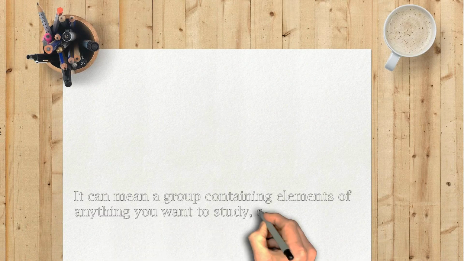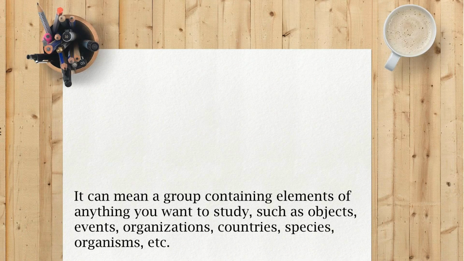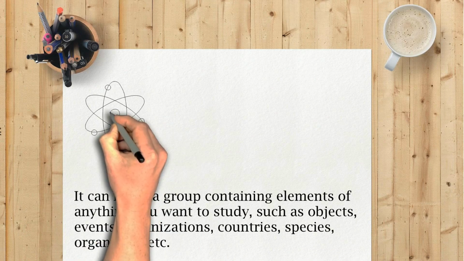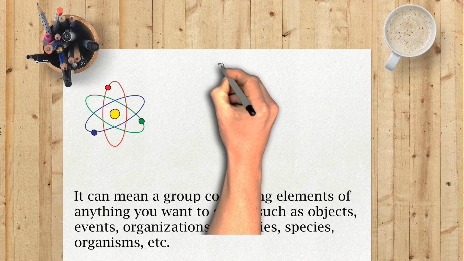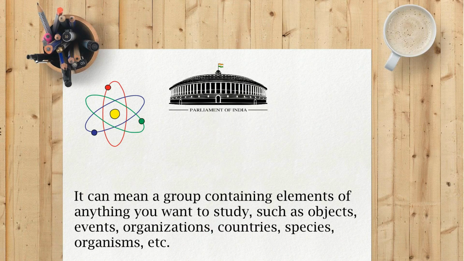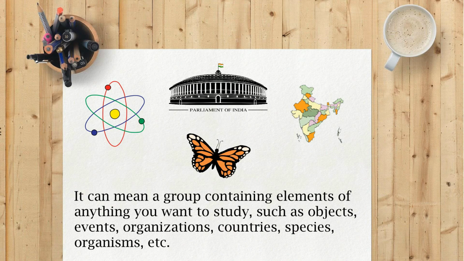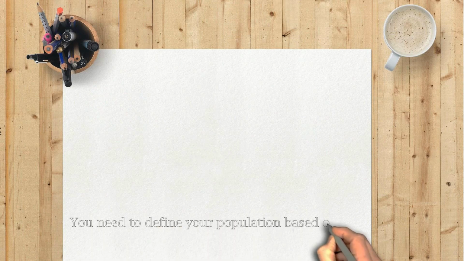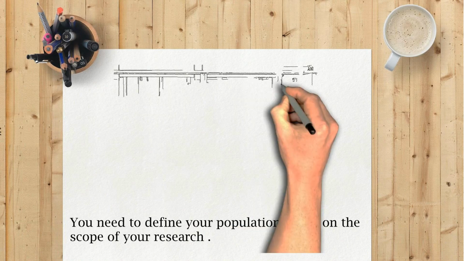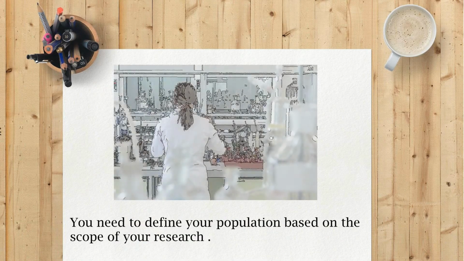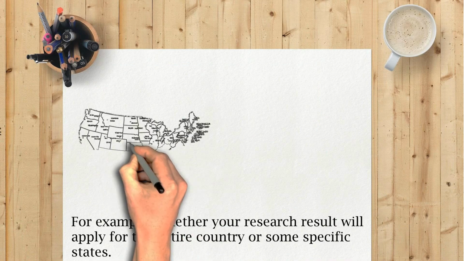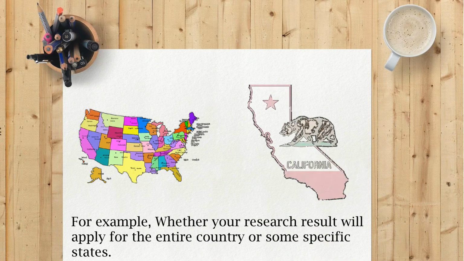It can mean the group containing elements of anything you want to study, such as objects, events, organizations, countries, species, organisms, etc. You need to define your population, based on the scope of your research. For example, whether your research result will apply for the entire country or some specific states.